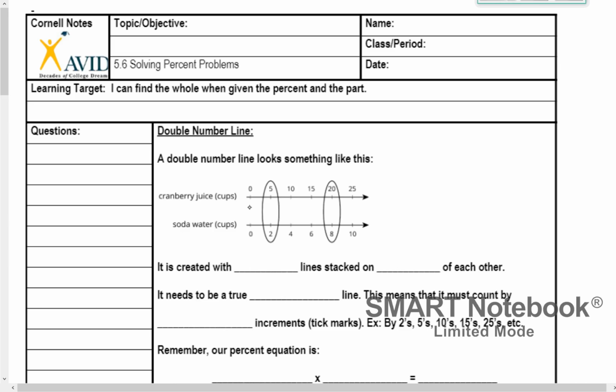Okay, one thing about number lines, or a double number line, is they have to be true number lines. So notice how it's counting by 5, 10, 15, 20, 25, and 2, 4, 6, 8, 10. Okay, we can't just skip around because it is a true number line.